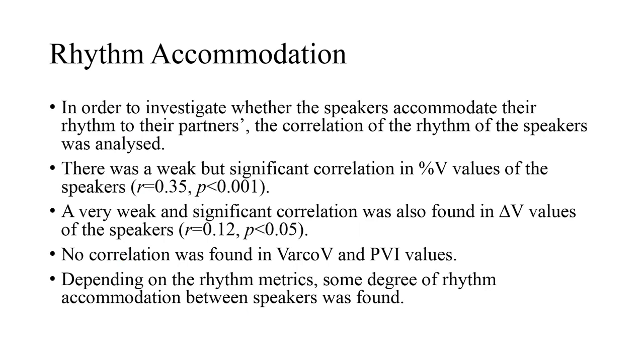In order to investigate whether the speakers accommodate their rhythm to their partners, the correlation of the rhythm of the speakers was analyzed. There was a weak but significant correlation in %V values of the speakers. A very weak and significant correlation was also found in ΔV values of the speakers. No correlation was found in VarcoV and PVI values. Depending on the rhythm metric, some degree of rhythm accommodation between speakers was found.